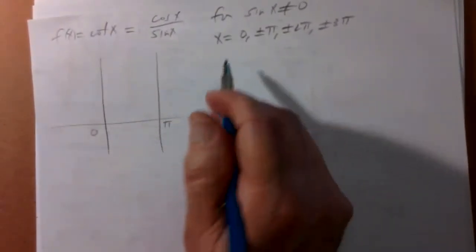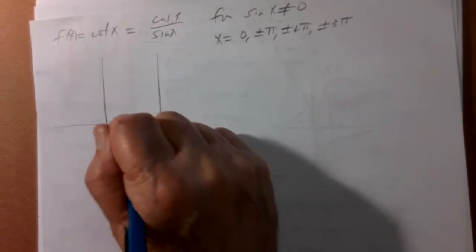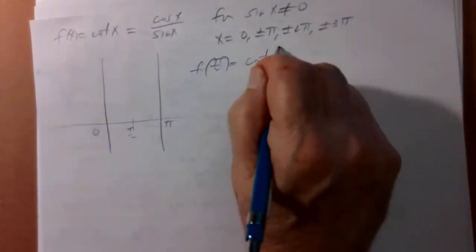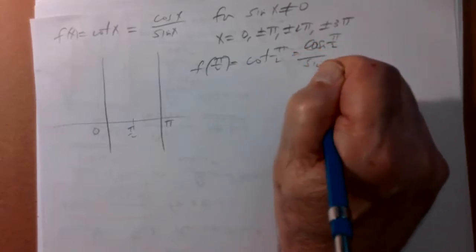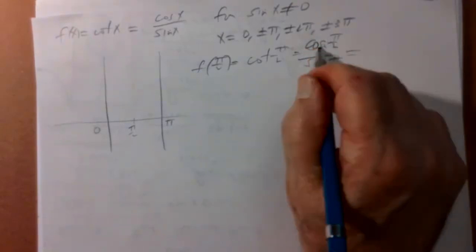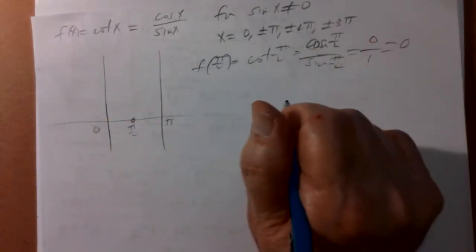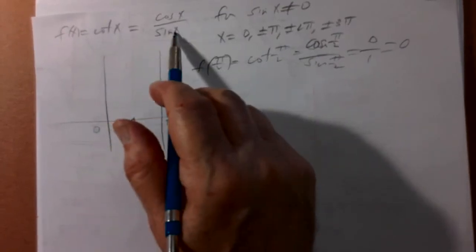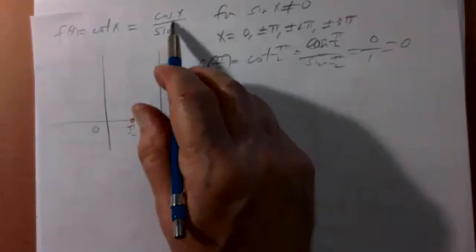What does the graph of this function look like for x between 0 and pi? At pi over 2, that's the cotangent of pi over 2. That's the cosine of pi over 2 over the sine of pi over 2. Cosine of pi over 2 is 0, and the sine of pi over 2 is 1. 0 over 1 is 0. Function is 0. Between 0 and pi over 2, the cosine and the sine are both positive. The cotangent is positive. But as x approaches 0, this is going to 1 over 0. It's going to plus infinity.